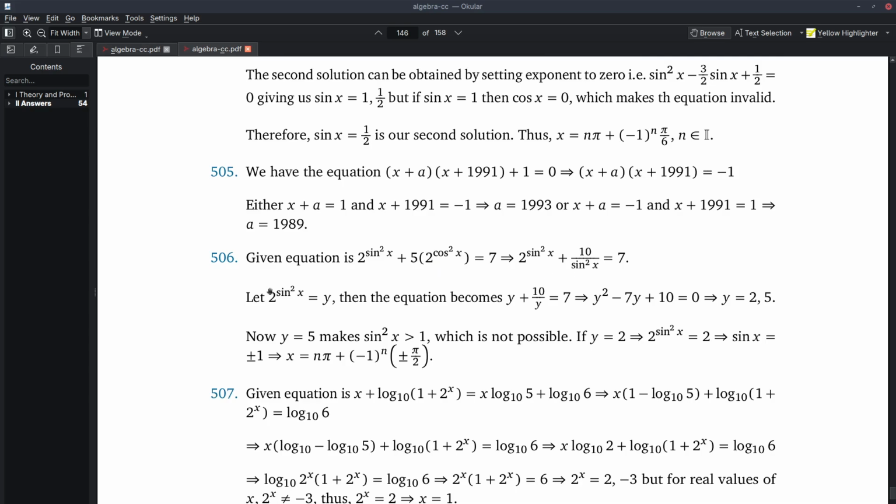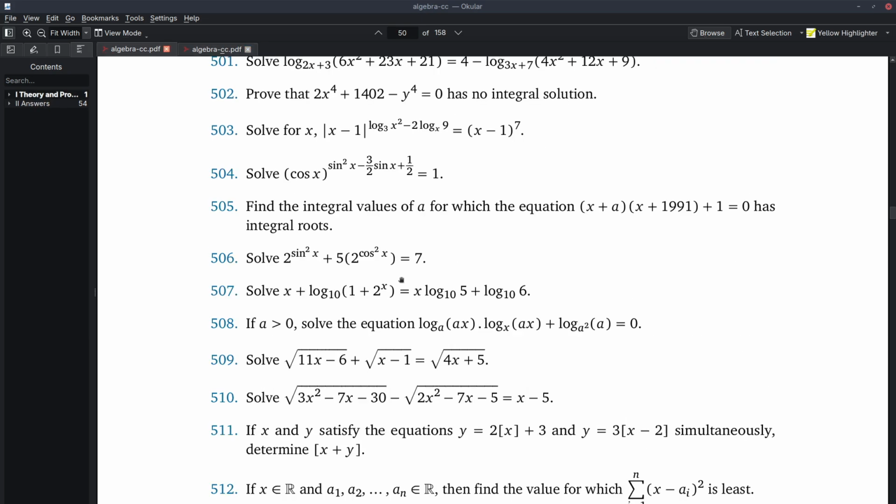We let 2 to the power sin square x is equal to y, so the equation becomes y plus 10 by y is equal to 7. So we get y square minus 7y plus 10 is equal to 0, so y is equal to 2 and 5. Now if we make y equal to 5, which makes sin square x greater than 1, which is not possible. Now if y is equal to 2, then sin x is equal to plus minus 1, so our x is n pi plus minus 1 to the power n into plus minus pi by 2.